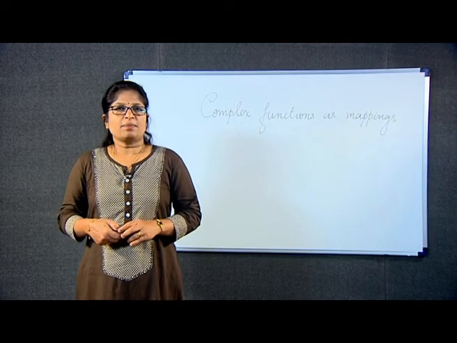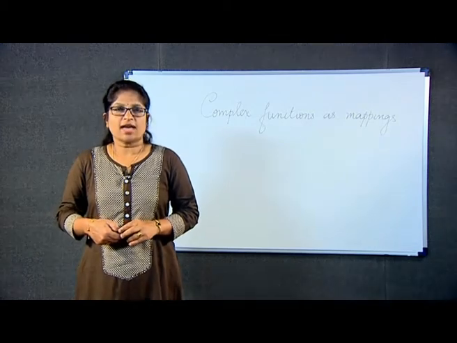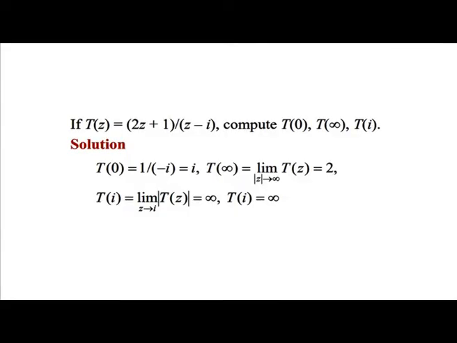So, let us see an example. I give you T of z as (2z + 1) by (z minus i). So, clearly it is a linear fractional transformation. Let us see what are its image points at 0, infinity and i.